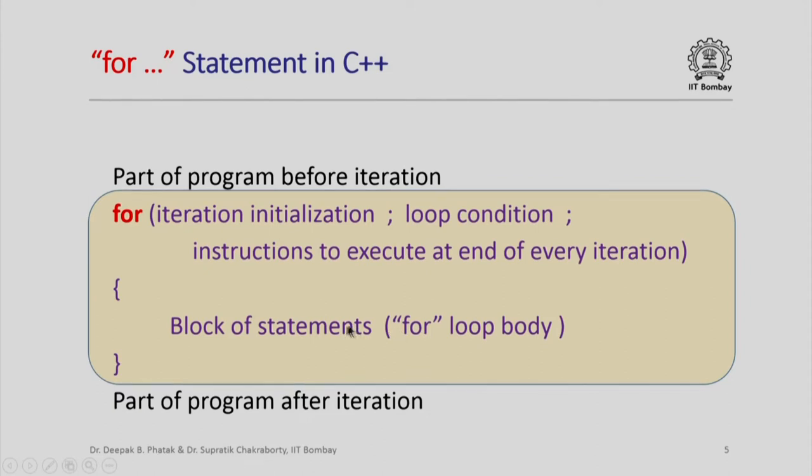But in this case, note that this block of statements along with these instructions are going to be executed in each iteration. So, I will designate this block of statements that we write within the braces in a for loop as the for loop body. The real loop body is this block of statements plus these instructions executed at the end of every iteration.